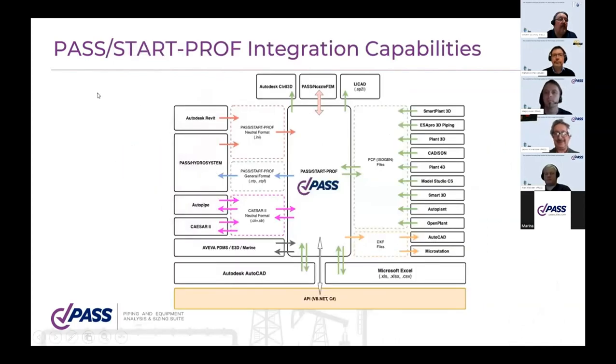Here is the scheme of integration. So you see that our piping stress analysis software integrates with different software of our own, PAS HYDROSYSTEM, PAS Nozzle FEM. It's a two-way integration. We can import, export geometry. We can calculate and get unbalanced forces from HYDROSYSTEM to PAS START-PROF. We can import geometry from different CAD systems, and we can export drawings.